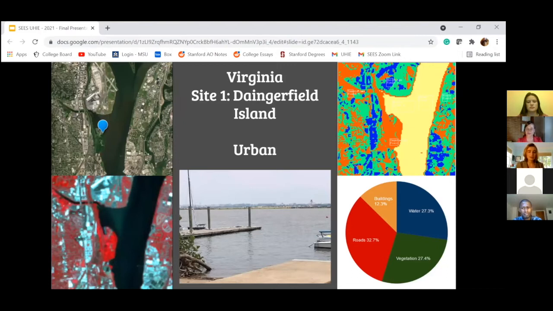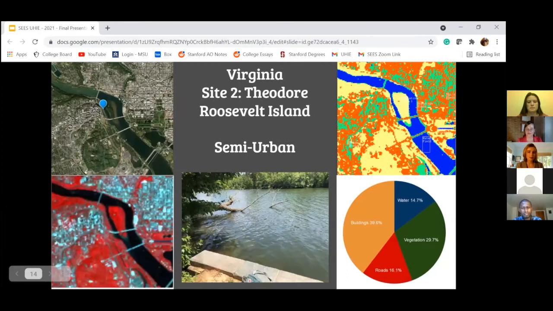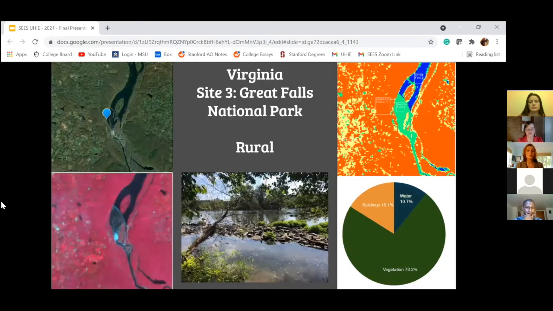On the next slide, this is my semi-urban site. Theodore Roosevelt Island is a popular hiking destination that's very close to the city. As you can see, it's closer to a third vegetation in that 16 square kilometer land cover, but it actually has a few more impervious surfaces than Dangerfield Island even. Great Falls National Park is my rural site. You can see that the ground cover is almost three-quarters vegetation.